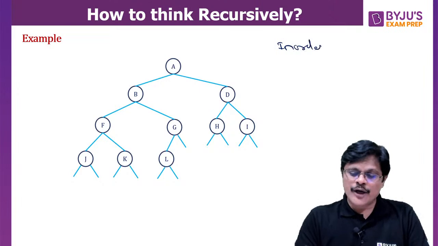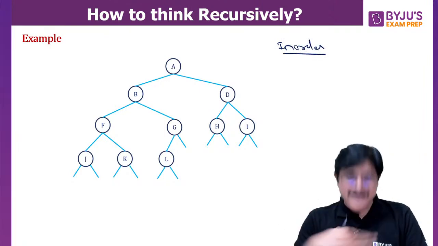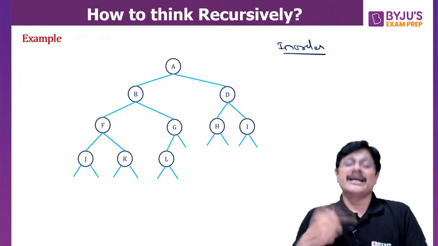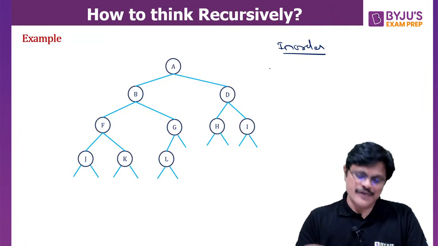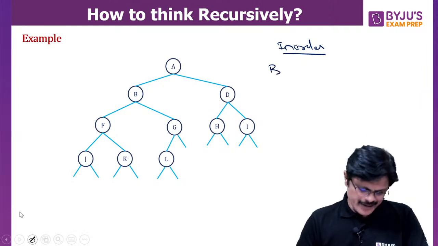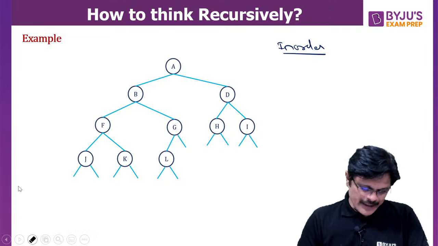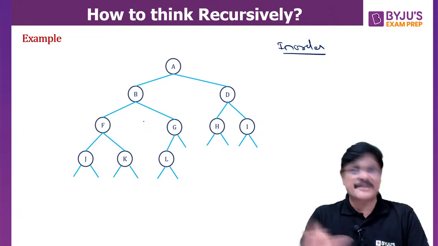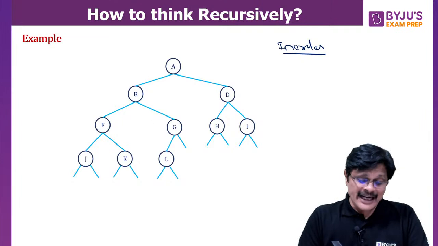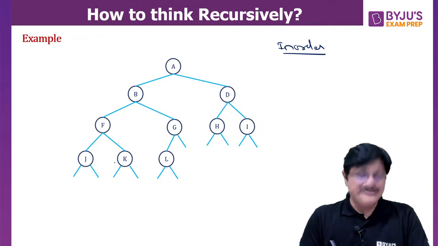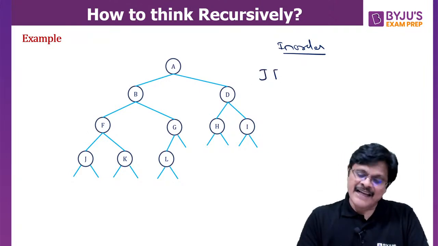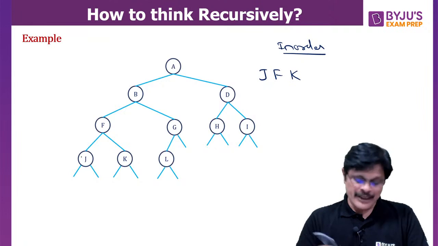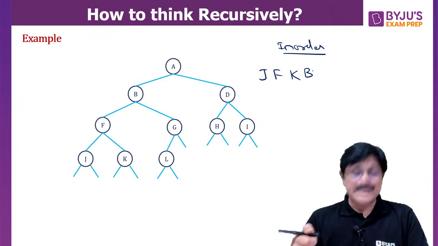In order, if you want to write, first you have to recursively traverse the left subtree in order, then the root, then the right subtree recursively in order. So here, first we go for the left subtree, recursively in order. This left subtree is F, J, K. That needs to be traversed recursively in order, means first J comes, then F comes, then K comes. Then the left subtree is completed, the root node is printed. Then the right subtree is traversed in order.